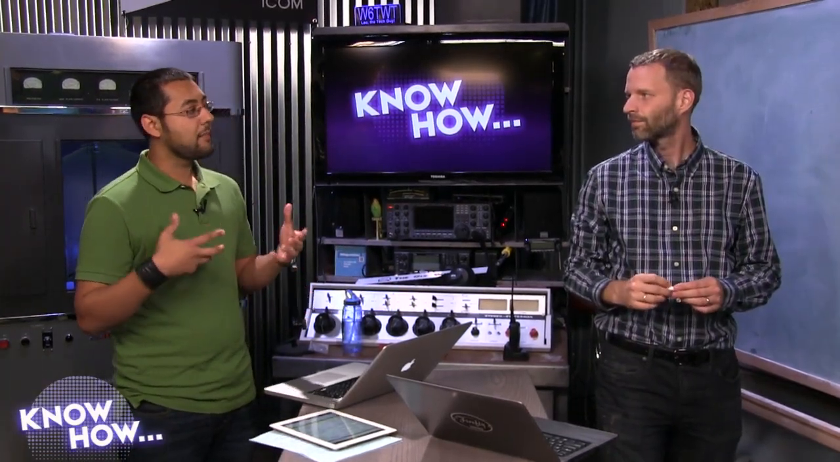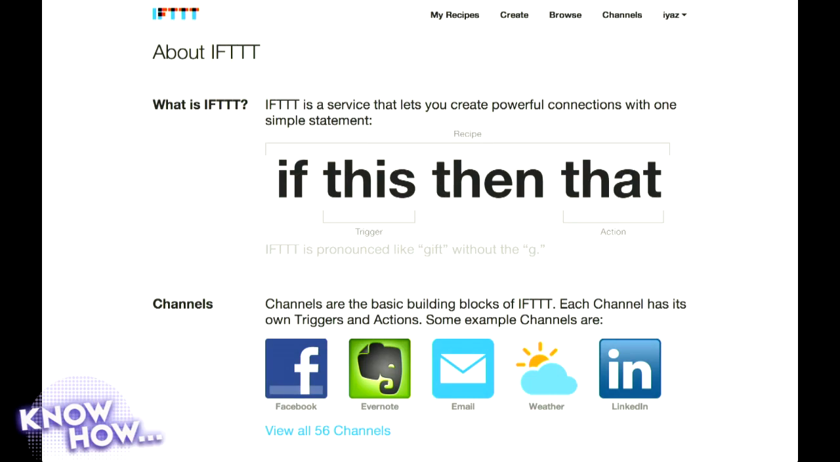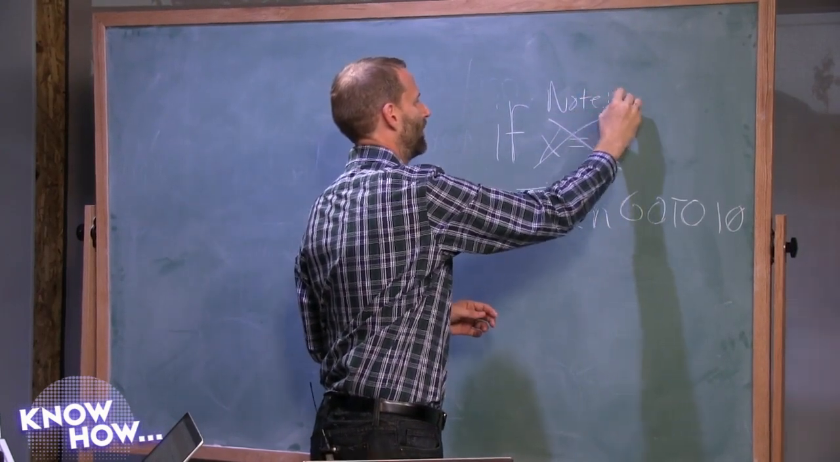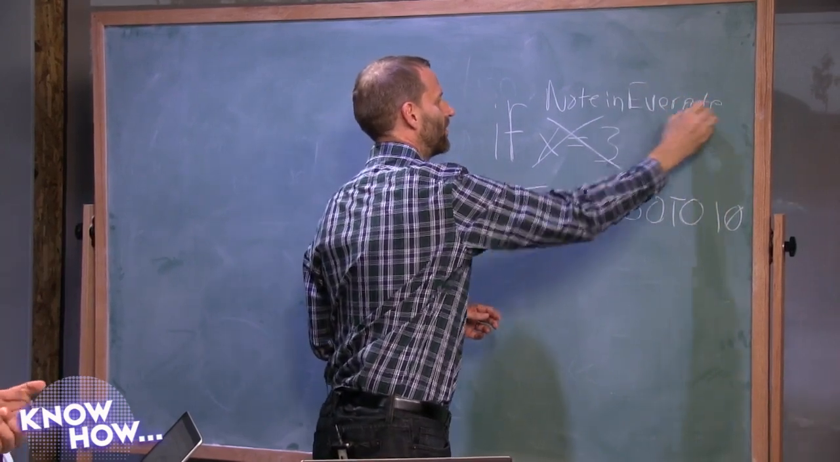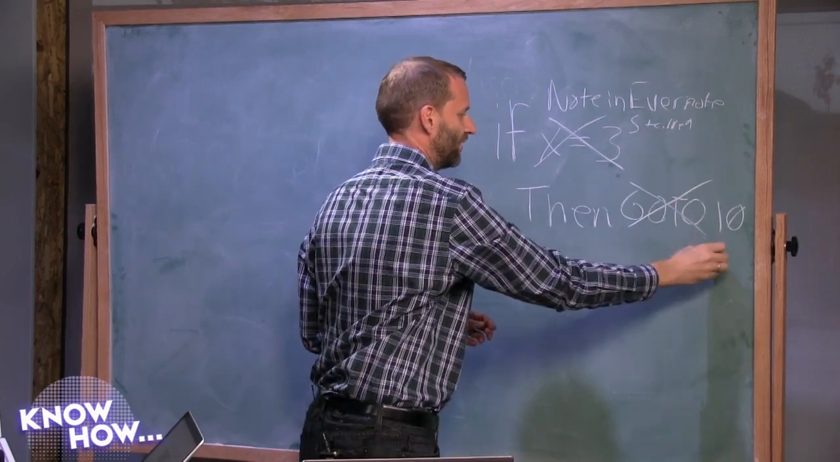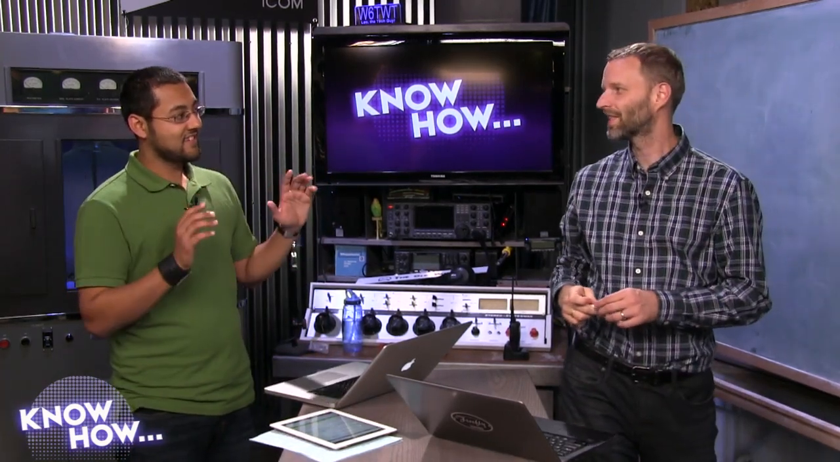But this lets you do the same kind of thing with a bunch of web projects, like Facebook or Evernote or email. So instead of if x equals 3, the conditional is if a note in Evernote is starred. Then what's the action? Like send to email. You can do that. That's much more useful than going to 10. I don't know if going to 10 is an option with IFTTT.